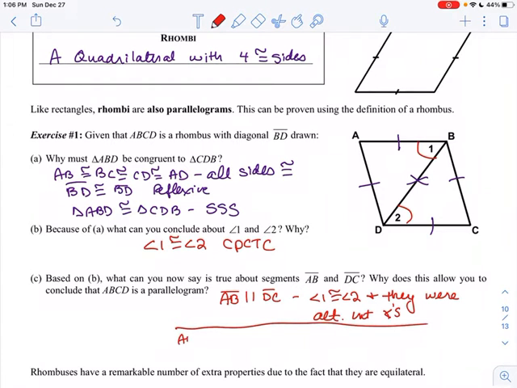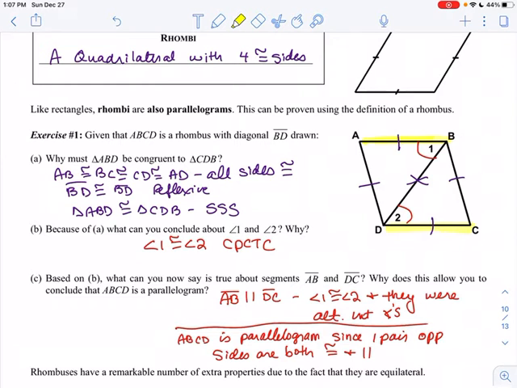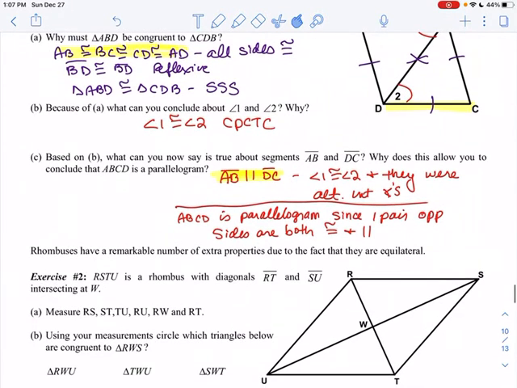So, therefore, ABCD is a parallelogram since one pair of opposite sides, meaning top and the bottom in this case, one pair of opposite sides are both congruent and parallel. I know they're congruent from the beginning when I said they were all congruent, and I know they're parallel because those alternate interior angles were congruent to each other. All right, so I was just confirming that that rhombus is in fact a parallelogram.